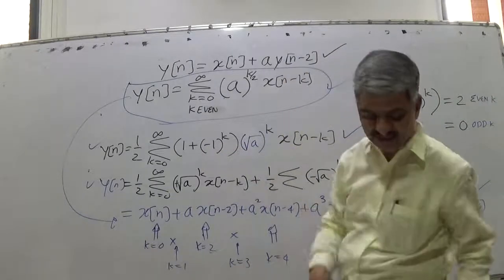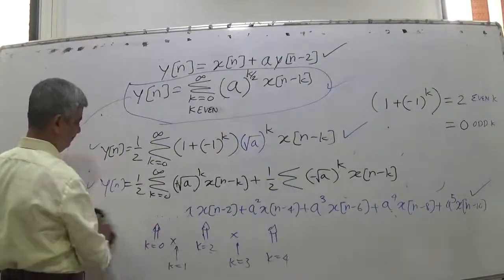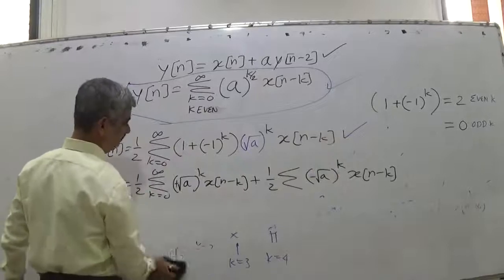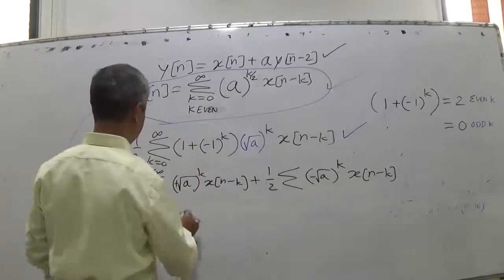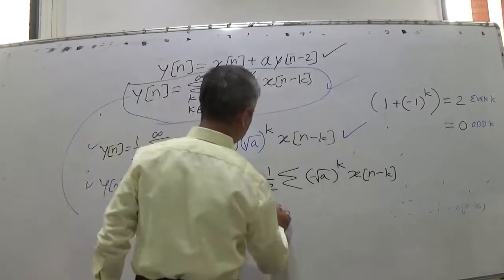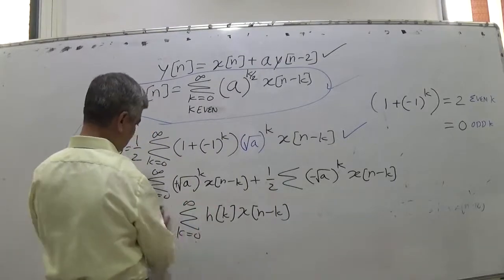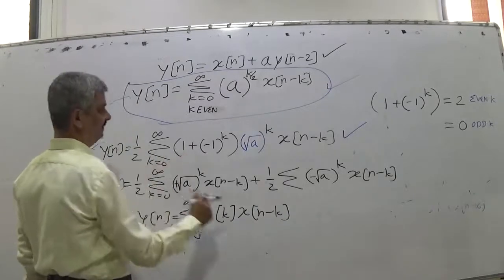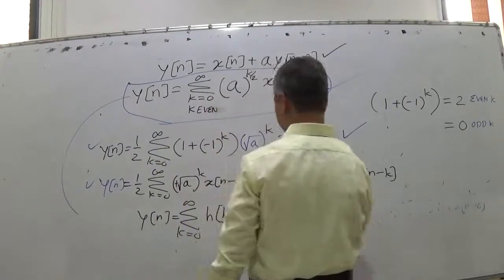So what is h(k) here? Ultimately we need to convert it into this form. What we want is this one. Finally, it must be expressed as the sum of h(k) x(n minus k), k equal to 0 to infinity. That's all, nothing else should be there. So y(n) should be equal to this. So h(k) is this one, and this half you can take inside.